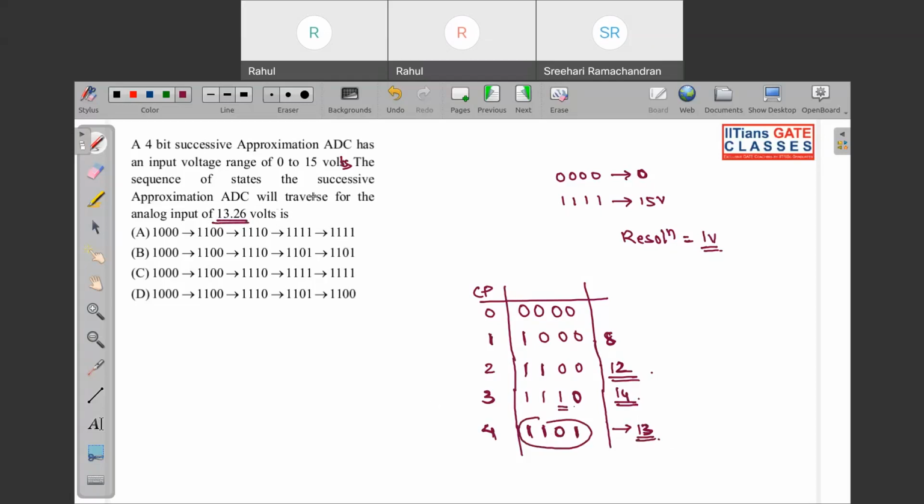So here basically they have asked what will be the sequence. So first will be 1000, next will be 1100, next will be 1110, and after that 1101. So where we see over here we get triple, no, this is wrong, 111. Yeah, this is correct. See, after this point we are getting this. So this is the correct answer.